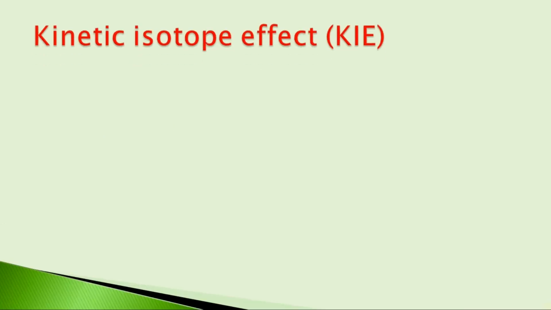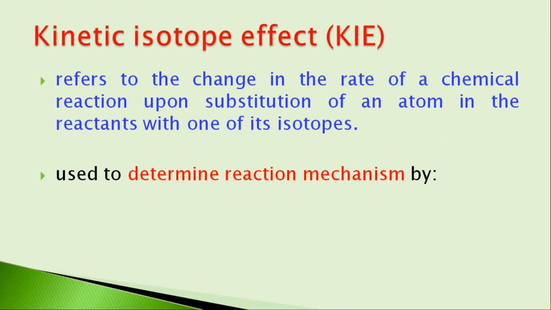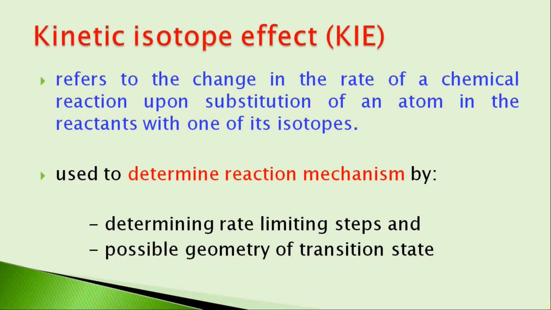We had discussed the meaning of kinetic isotope effect. Kinetic isotope effect, or KIE, refers to the change in the rate of a reaction upon substitution of an atom in the reactant molecule with one of its isotopes. It is a technique which is used to determine the reaction mechanism by determining the rate limiting steps and by determining the possible geometries of transition state.